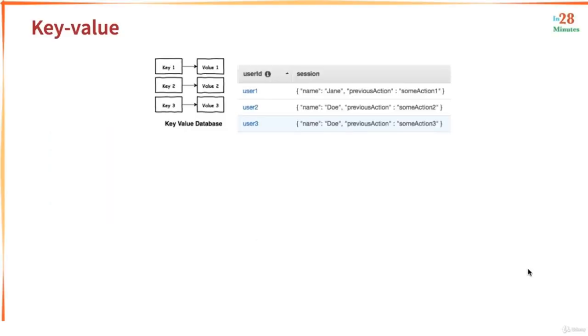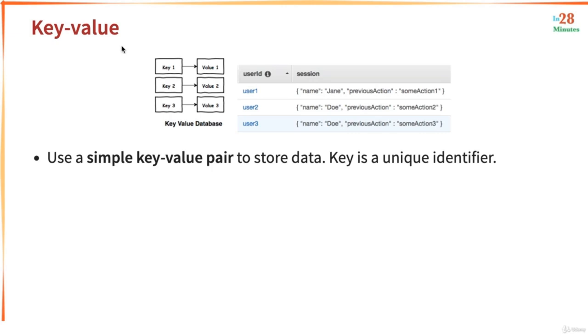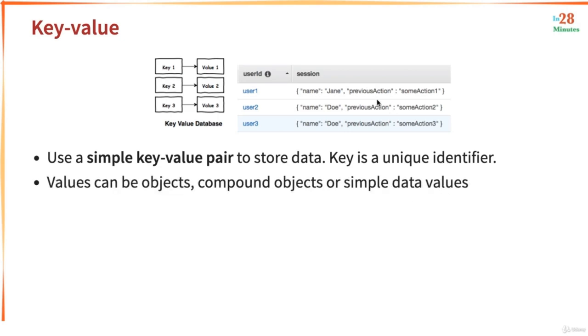Welcome back. In the previous step, we talked about document database where all the data is stored as a set of documents. And in this step, let's look at key value pairs where all the data is stored as a set of key value pairs. So you have a key and the value can be anything. The value can be an object, it can be a file, whatever you would want. So key value pairs are all about using simple key value pair to store data. The key is a unique identifier. The values can be objects, compound objects, or simple data values.